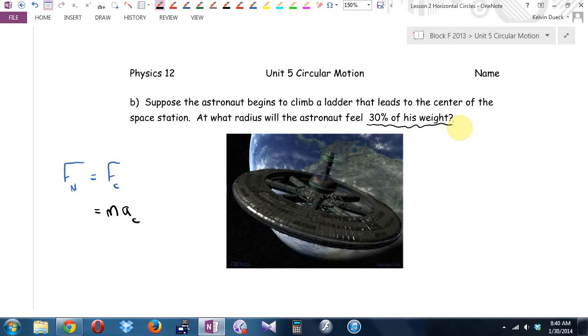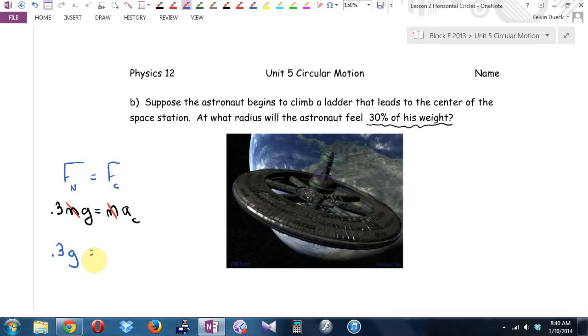Yeah. Oh, you know what? They're saying 30% of mg. And conveniently, I'm going to end up with 0.3 g. I guess a child would feel lighter the same way as an adult would feel lighter. Masses cancel. Which equation do I want to use for centripetal acceleration?